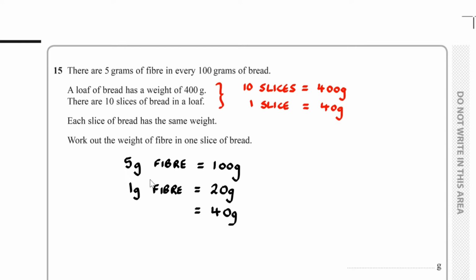And if I multiply by 2, that would mean we've got 2 grams of fibre in 40 grams.